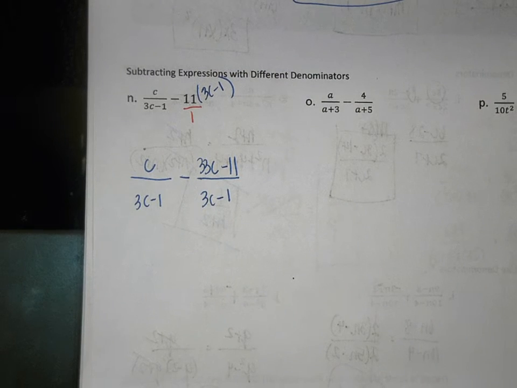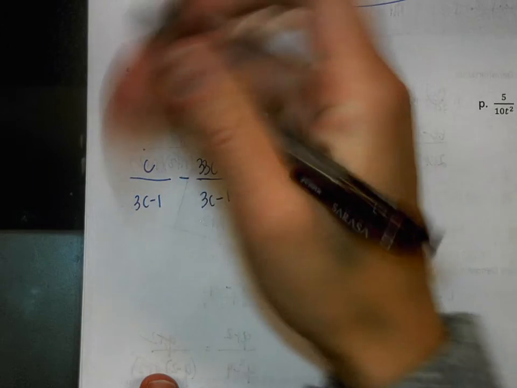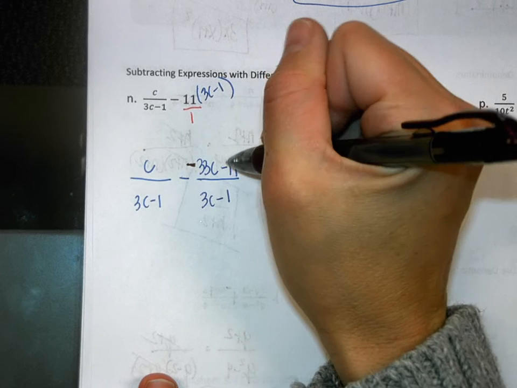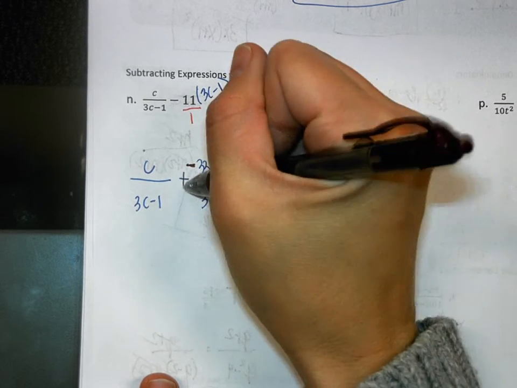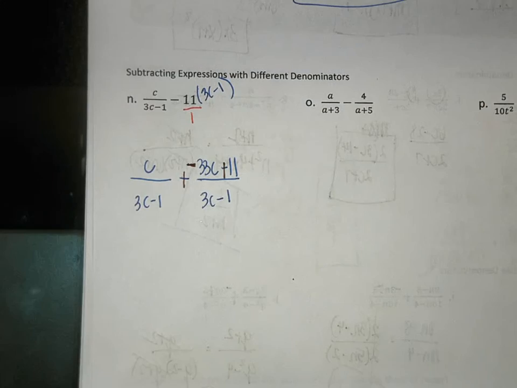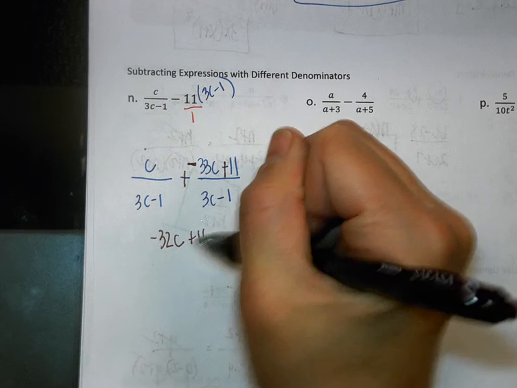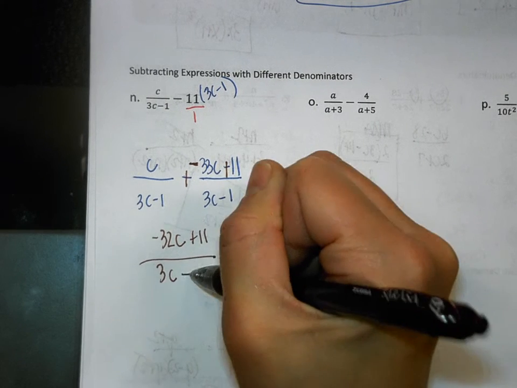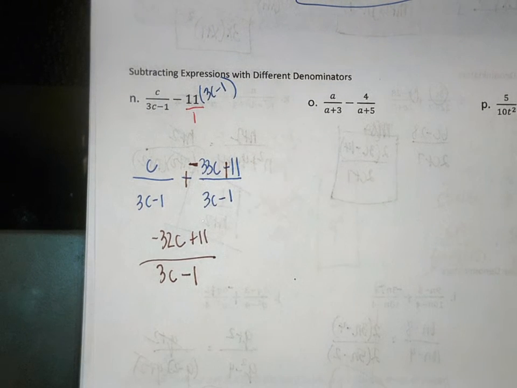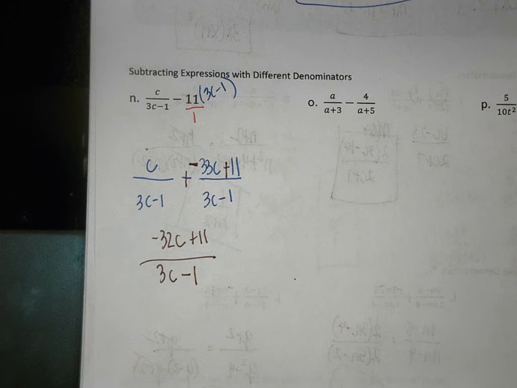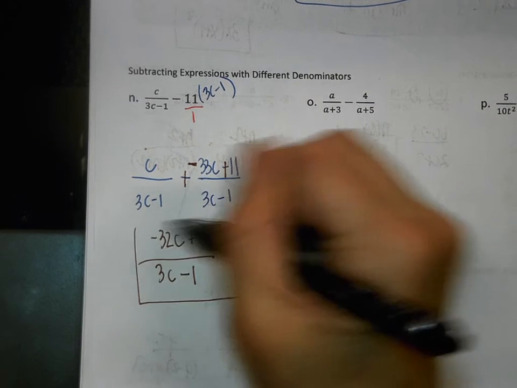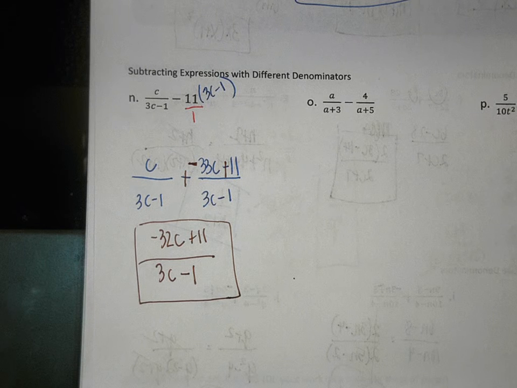Good. Change those signs. So anytime we have a minus here, we need to distribute it to the top. So this is a minus and this is a plus, and we change that to a plus. C and negative 33c makes what? Good. And then we just have plus 11 over 3c minus 1. And can we factor or simplify that one at all? No. Okay.